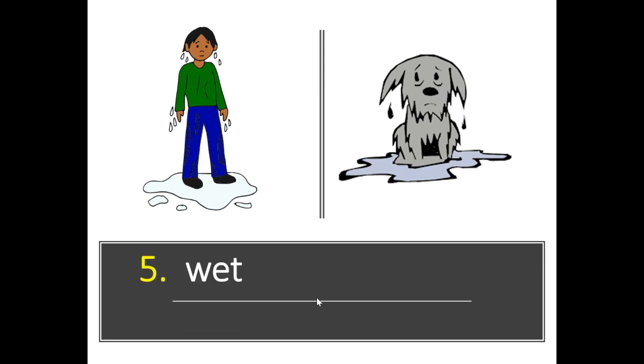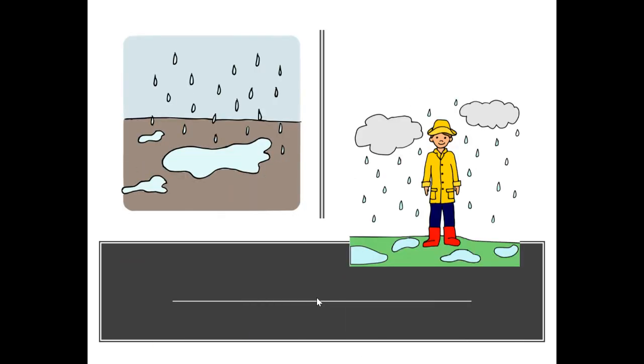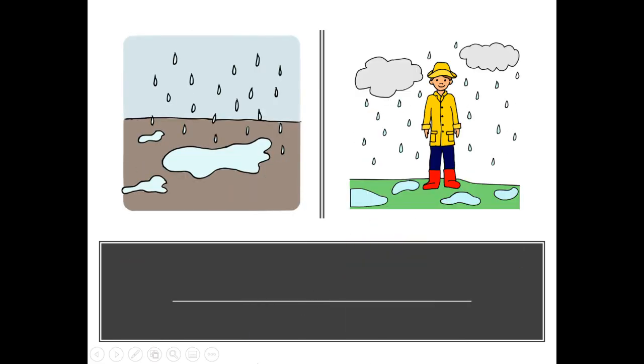So number 5 is wet. W-E-T, wet. What is wet? Being covered with water. She got wet from being outside in the rain. Wet. Next one, what do you notice or see? I notice or I see. Well, I notice rain and a puddle, and I notice rain here.